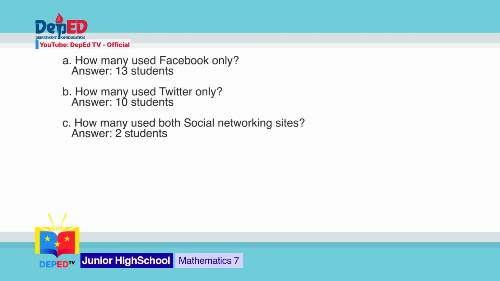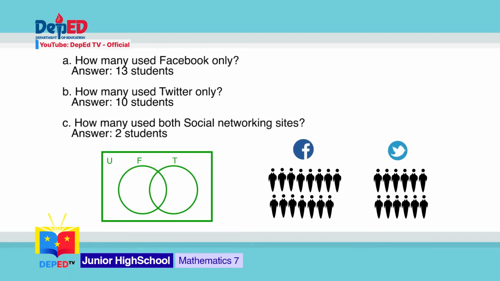So the answers would be: the number of Facebook users only is 13, and the number of Twitter users only is 10. While for the last question, how many of them are both Facebook and Twitter users? The answer is 2.